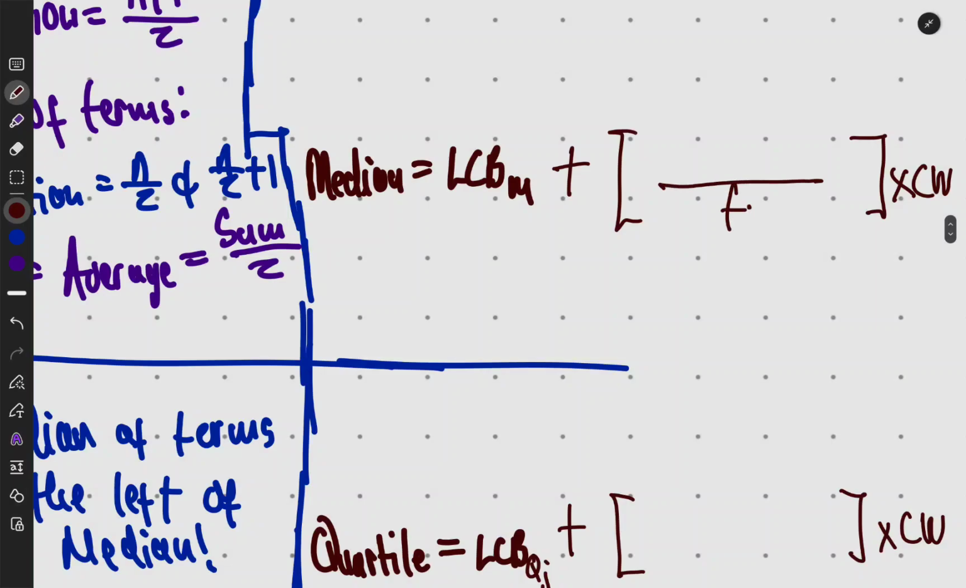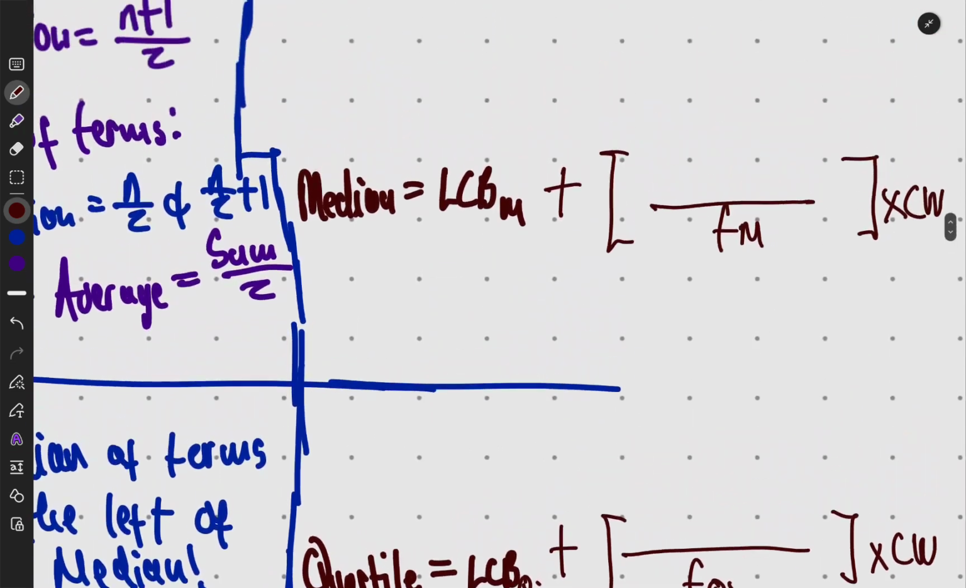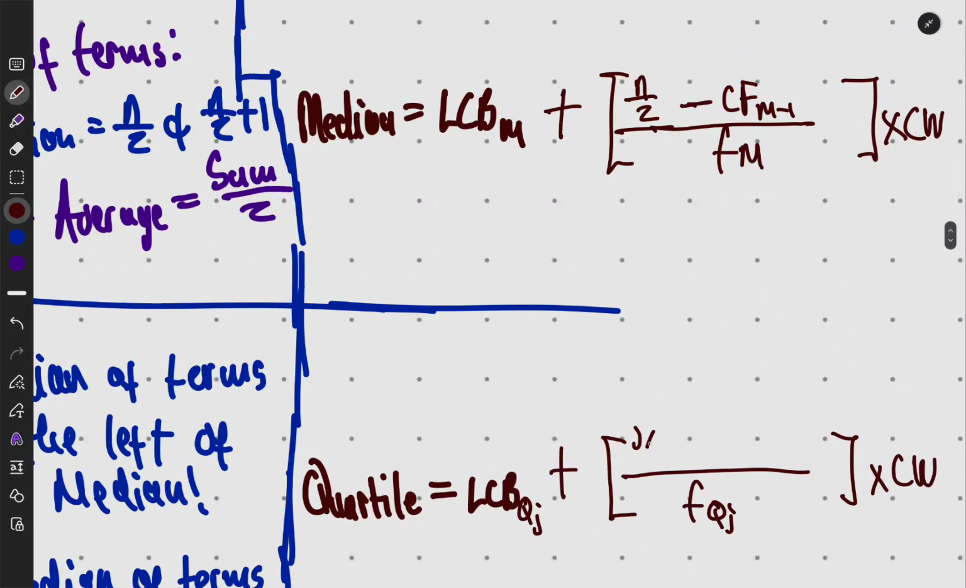Then below here it's going to be the frequency of the median class. Here in the denominator is going to be the frequency of the class where the quartile is in. Then now what about at the top here? At the top here it's going to be n over 2 minus the cumulative frequency of the class before median. What about here for quartile? It is J times n over 4 minus the cumulative frequency of the class before the quartile, so of QJ minus 1. Then we are going to have our values for group data.